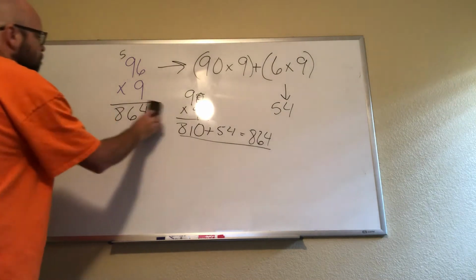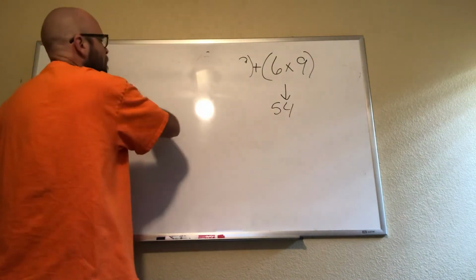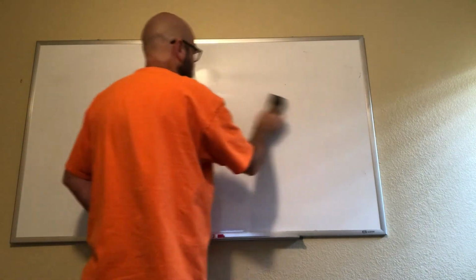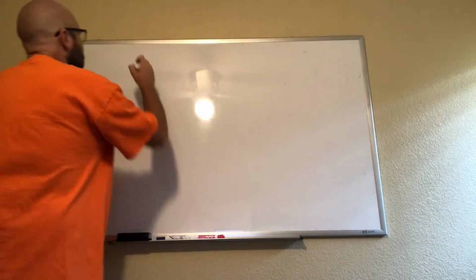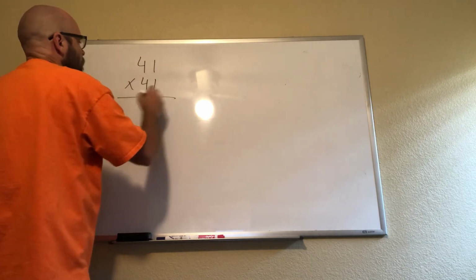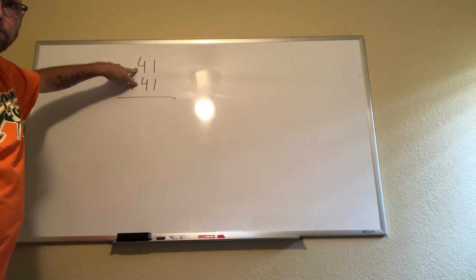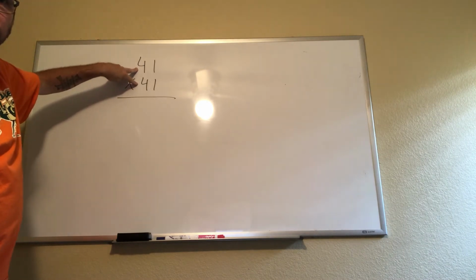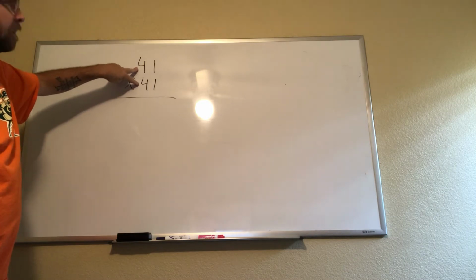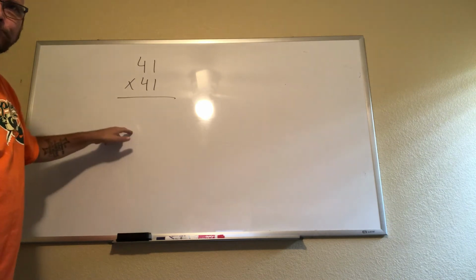Let's look at the one that's more difficult. And I can still do it the same way. If we look at 41 multiplied by 41, these are called factors. Factors is what's being multiplied together. Just like on that pretest yesterday, it asked for the factors of a number. These are factors of whatever product I get down here.